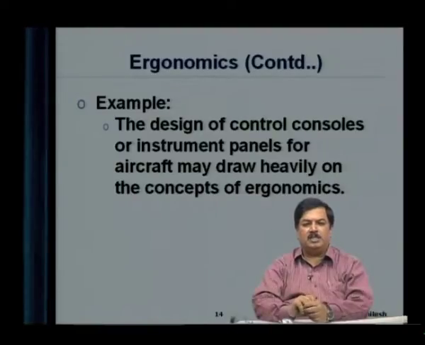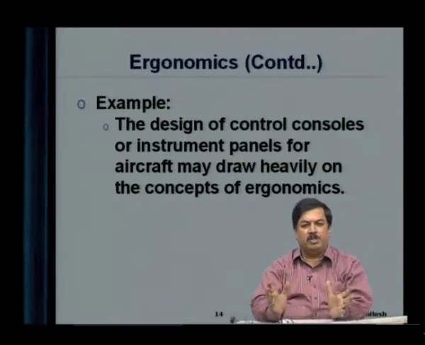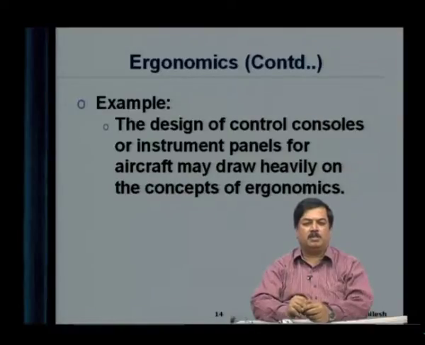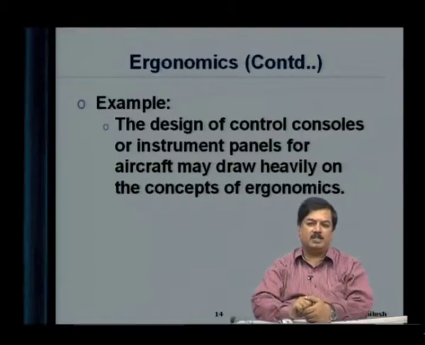If you see the design of control consoles or instrument panels for aircraft, it may draw very heavily on the concept of ergonomics. So that means several of the instruments in a cockpit are placed so that the pilot is able to see most of them, able to reach all the required controls with a minimum of movement, but without losing sight of any critical information.